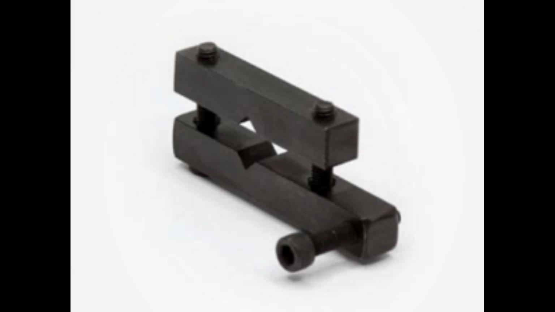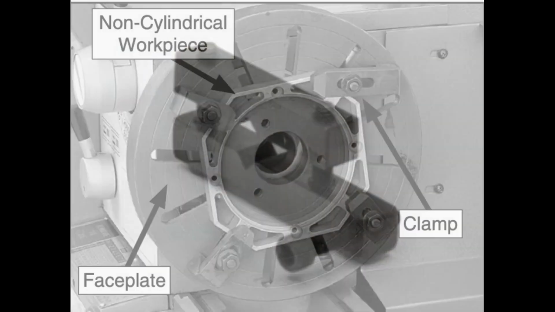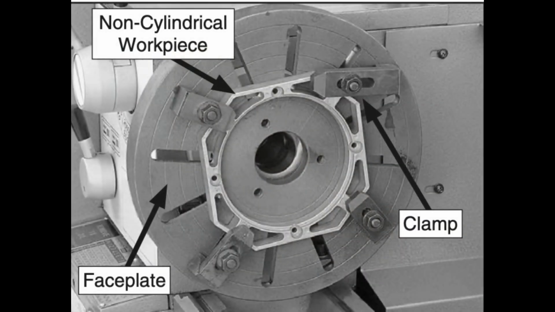Straight tail dogs do not present the issue of crowding work off-center, but require at least one driving stud to be mounted on the faceplate. If the rotating mass of the dog setup is not balanced, eccentric motion of the work may occur. Counterbalancing or reducing spindle speed may be required.